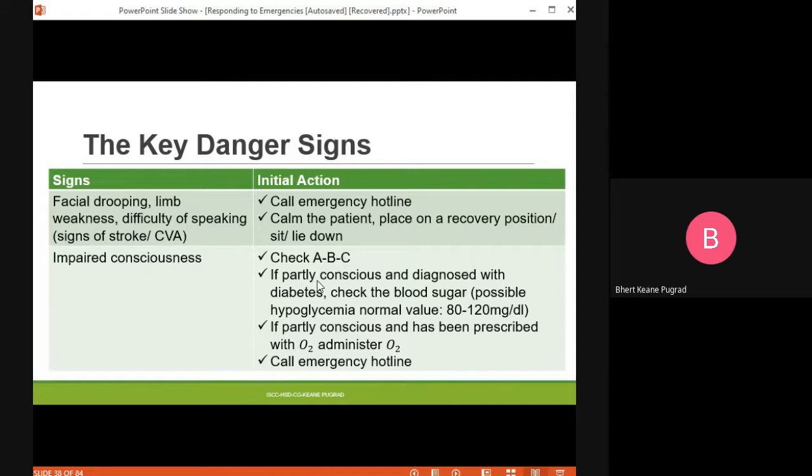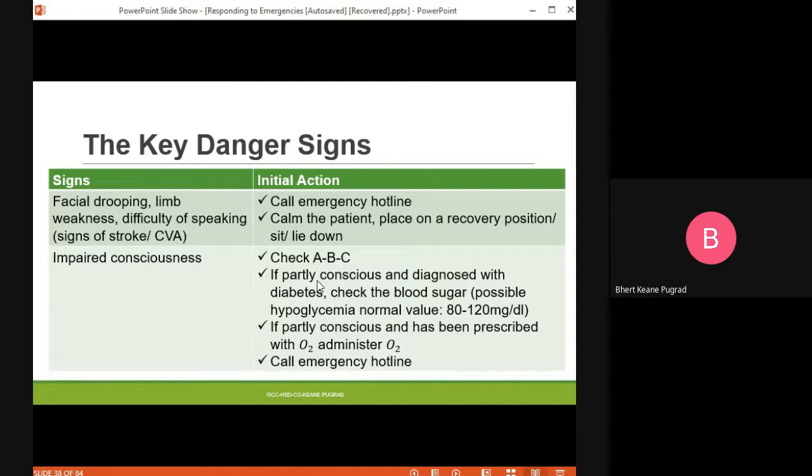Another is we need also to calm the patient and place the patient in a recovery position. Or pwede rin siyang paupuin kapag wala siyang limb or extremity weakness. Pero kapag meron siyang extremity weakness at hindi niya kayang tumayo or hindi niya kayang umupo, we need to assist the patient in a lying position.